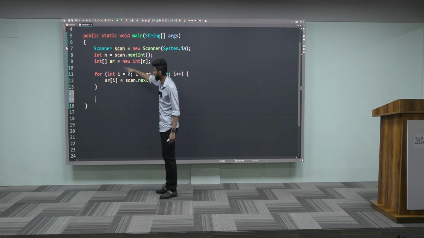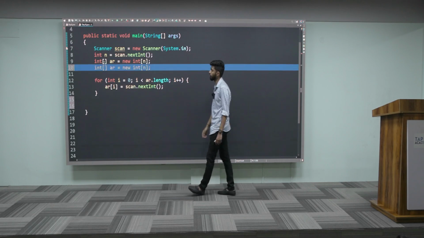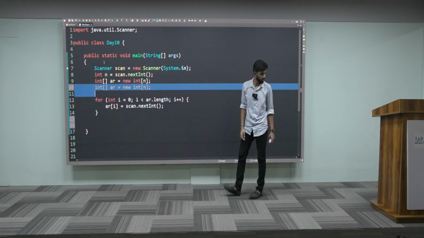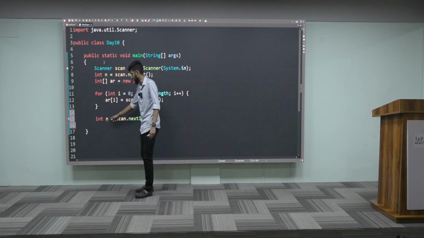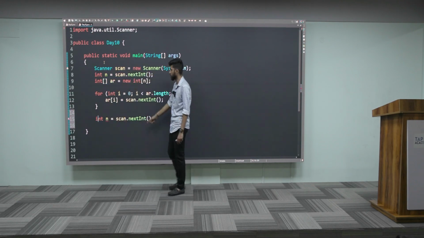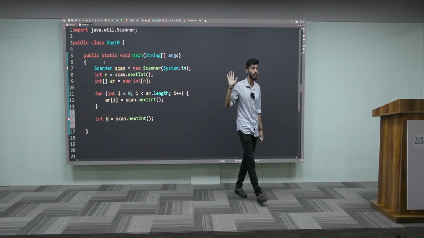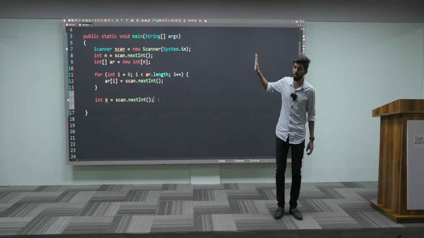So I will just duplicate this line and bring it down. Not that, just above that. So over here we will take the K value. So I will say integer type K is equal to scan.next. Any doubts till here?